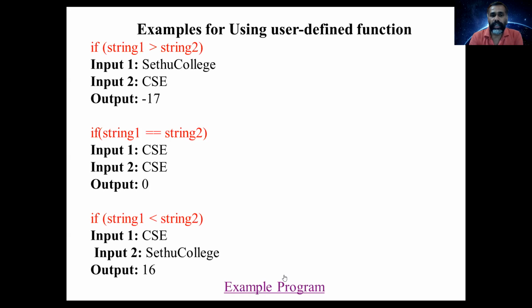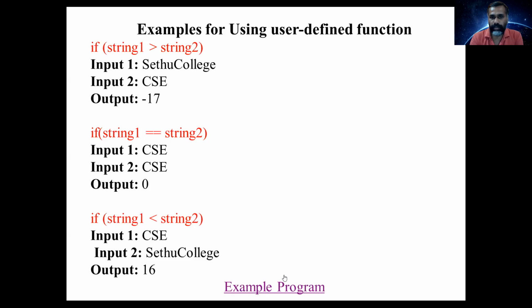And this is the next case. If L1 is not equal to L2, that means the lengths are not equal. For example, here string 1 is CSE and string 2 is Sethu College. Both are not equal, then return length 1 minus length 2. By subtracting this, the return value will be the length difference. If none of the conditions occurs, then else we return 0.